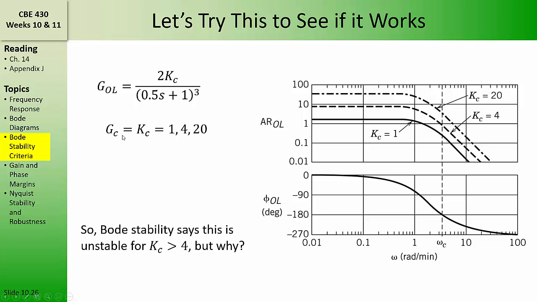occurs right at the critical frequency, omega c. And if we have the controller gain set equal to 20, then our amplitude ratio is 20 times higher than it was when our controller gain was set equal to 1. The value of the amplitude ratio at the critical frequency here is greater than 1, and therefore the Bode stability criterion says that this feedback control loop will be unstable. In fact, it's unstable for any value of the controller gain greater than 4.